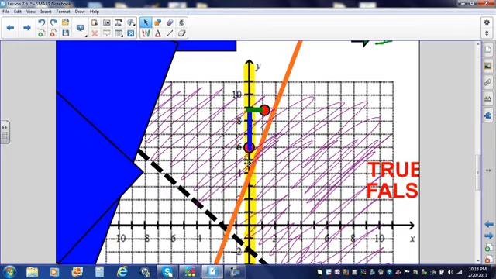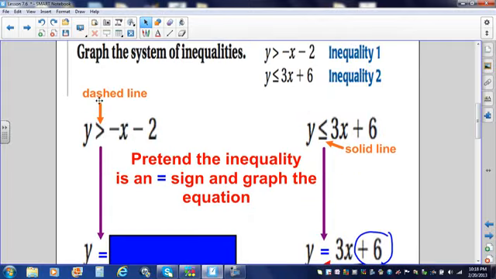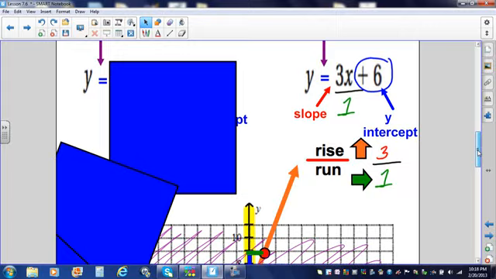We'll put our second line here. Remember, the first one was a dashed line because there was no equal underneath it. This is going to be a solid line because there is an equal underneath it. So you should have a solid line.